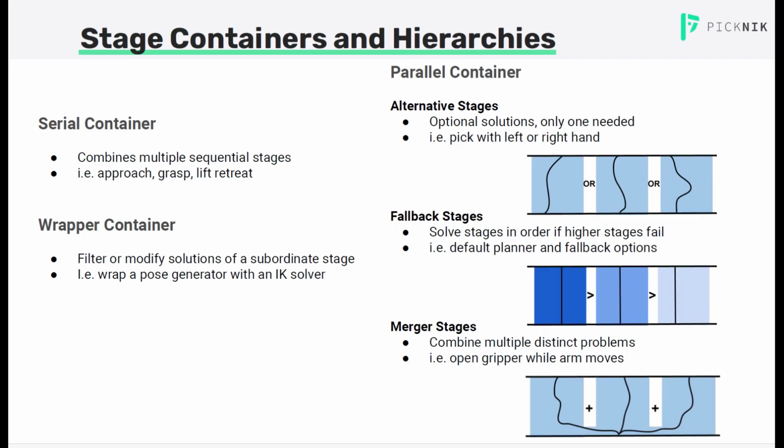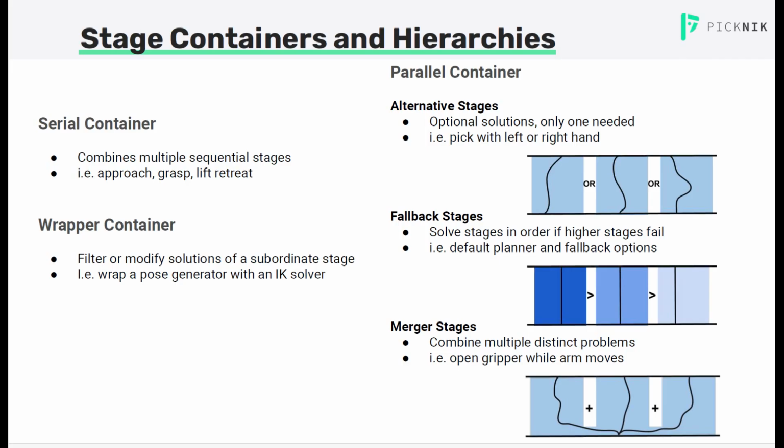Next up, we have parallel containers. This container allows for the simultaneous or alternative execution of multiple stages. It can include alternative stages, fallback stages, or merger stages. Let's start with alternative stages. Alternative stages are different options to achieve the same goal, where only one needs to succeed. For example, you might have stages for picking an object with either the left hand or the right hand. The task will be successful if the robot can pick with either hand.